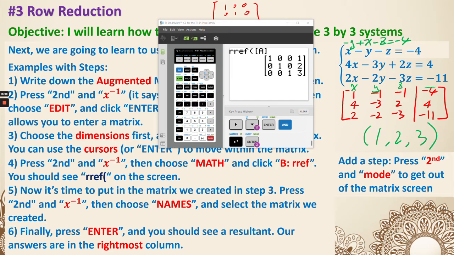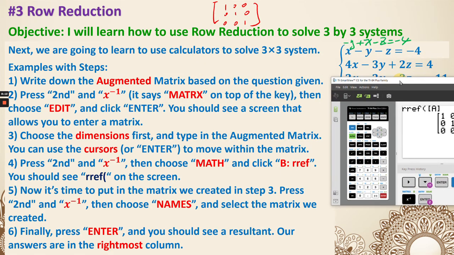Okay, so this process may seem a bit long to you. I am going to remind you about how this works again. If you notice, in the whole process, we have done this thing several times. Second, x -1. Second, x -1. Second, x -1. That means we are trying to get into the matrix setup on the calculator. The first time we did edit, which is the rightmost tab. Then we did math so that we can choose the operation we're going to perform. And then we did names. And that takes up the majority of the steps.